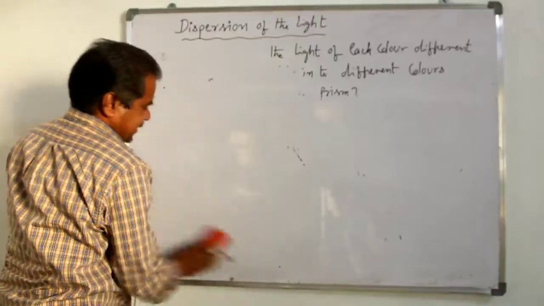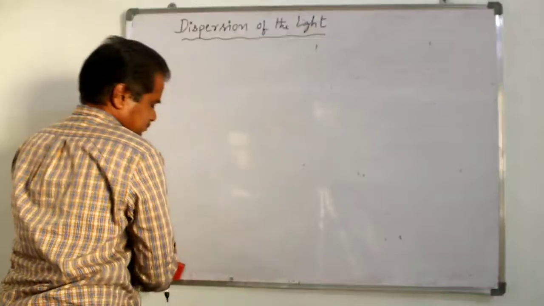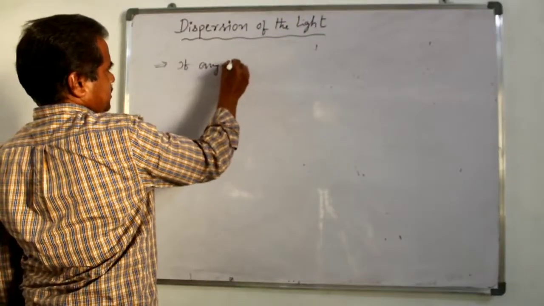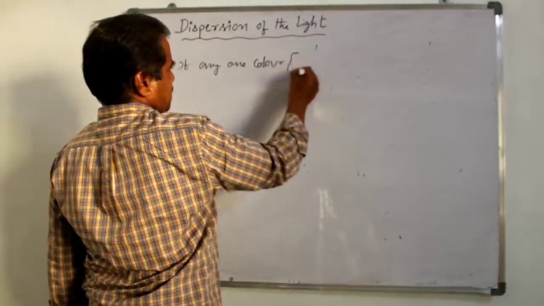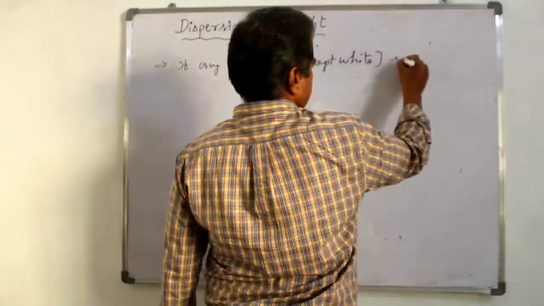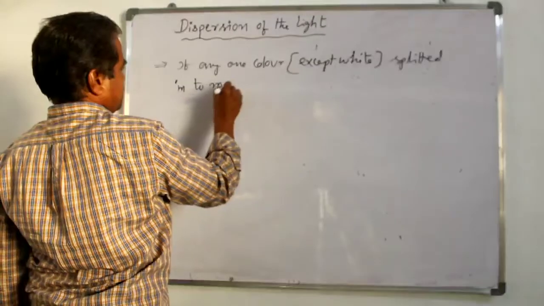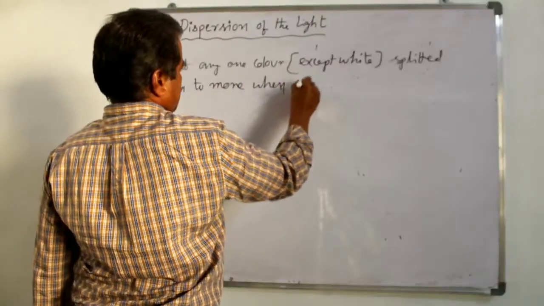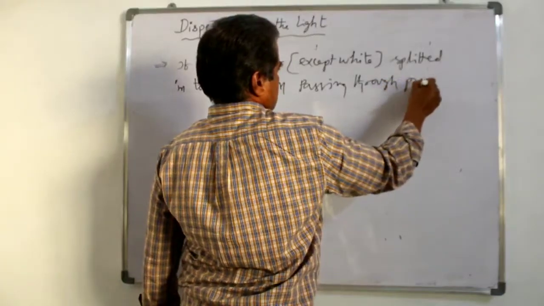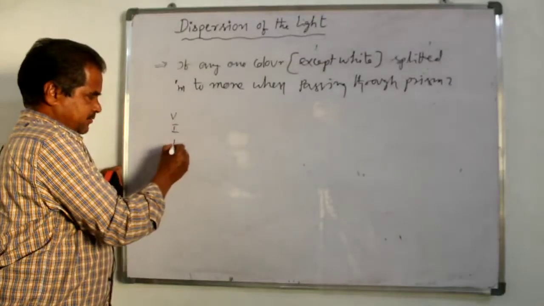Here, if any one color except white is split into more colors. I think all of you get this doubt. Except white color. White color is a combination of seven colors.